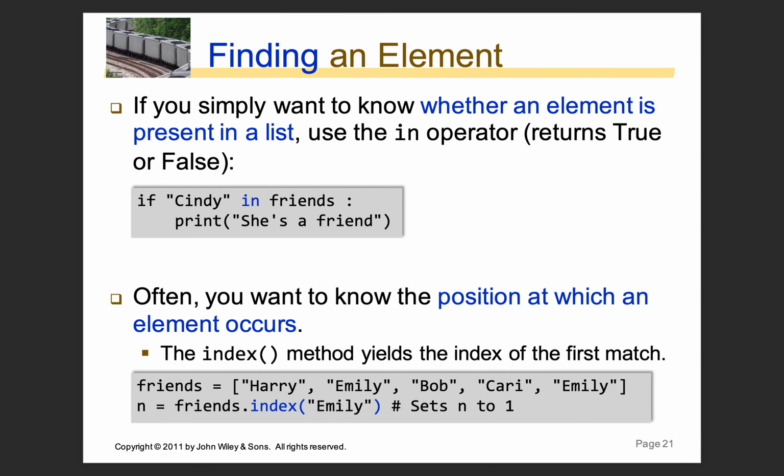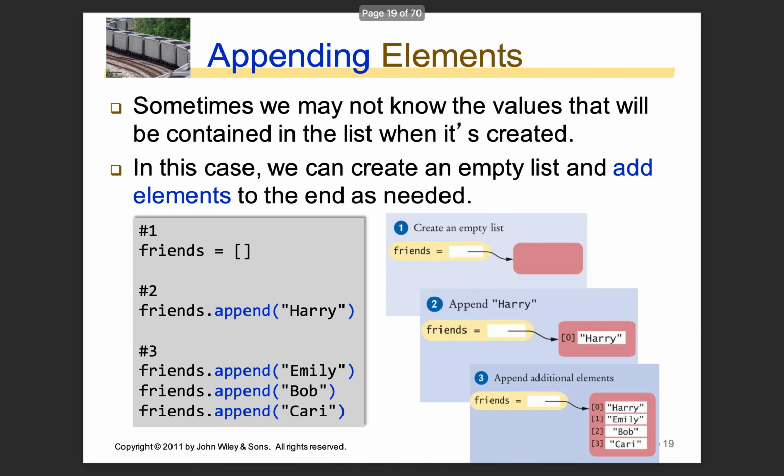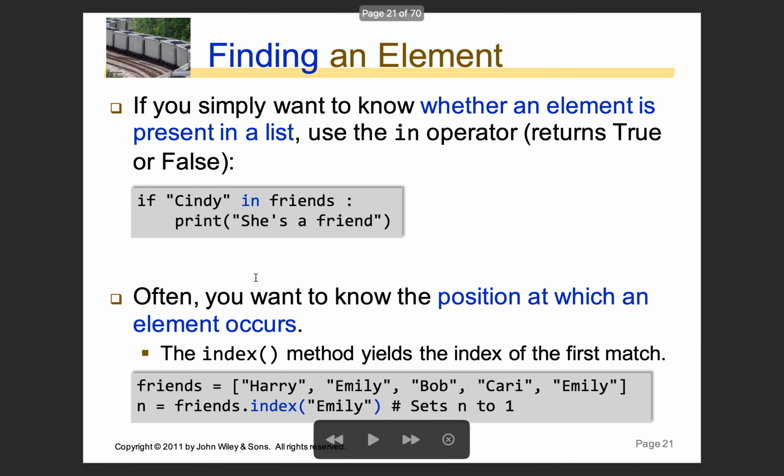Sometimes you have a list of data and you want to know whether or not an element is present in the list. So let's say you had an empty list and a bunch of data got appended to it, and then you wanted to check whether or not something was in there. You can use the in operator to check whether or not something is in the list. And it will return true if it's in the list, or false if it's not in the list.